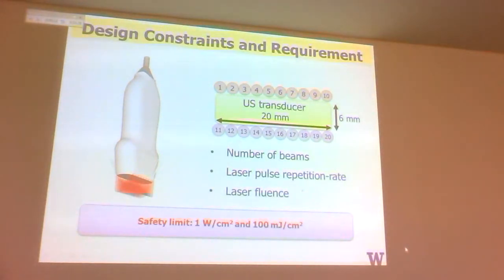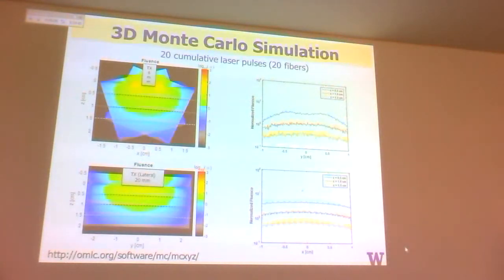And this is for 1053, so 100 millijoules per centimeter squared is our fluence limitation, and 1 watt per centimeter squared is our radiant exposure limit. And so you're always designing to that constraint. We then do it with Monte Carlo.